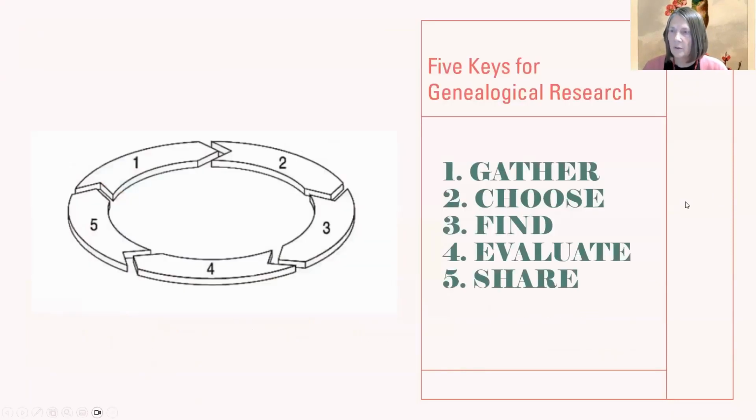Today, I'm going to look at it from a perspective of genealogical research. The first thing I wanted to point out was the 5 keys for genealogical research. There are basically 5 things that we do in genealogy to be able to be successful. They are gather, choose, find, evaluate, and share. So as we go through the steps today, I'm going to relate those steps to some of these keys to research.